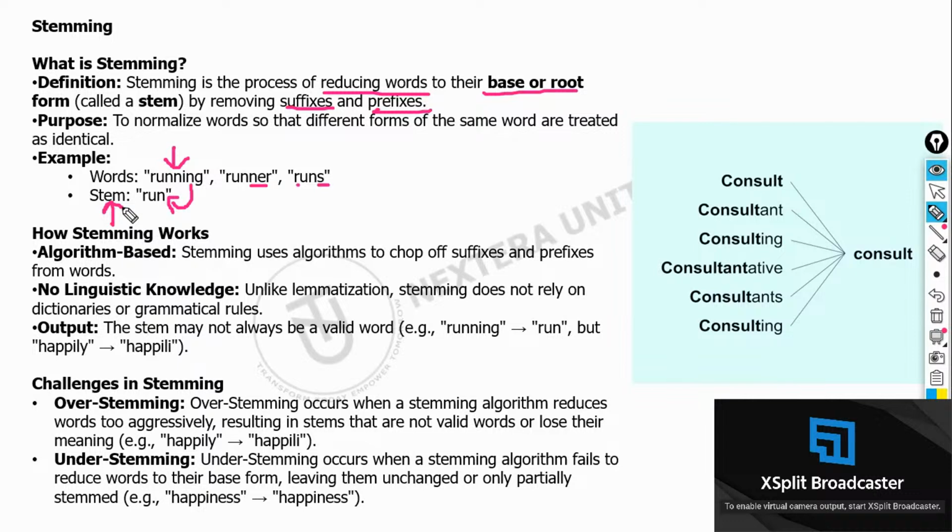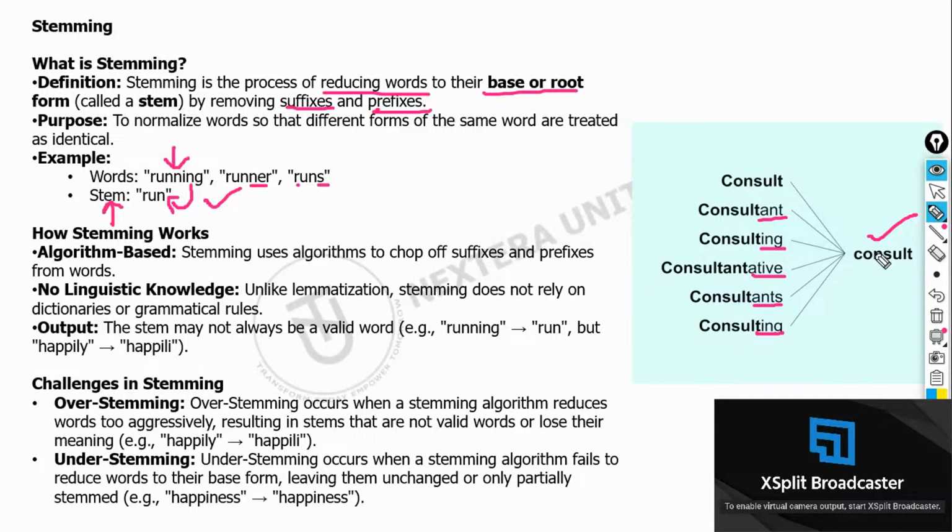But the main challenge or disadvantage of using stemming is that the word returned as the stem word may or may not have a meaning. Probably in this case it worked, but if you see here, consult, consultant. I have many words using consult. What is the base word? The root word is consult. For consult, I am just adding suffixes to get the rest of the words. But this is my base word.